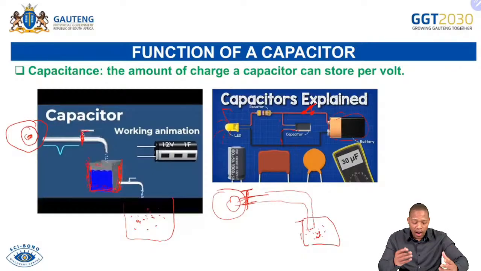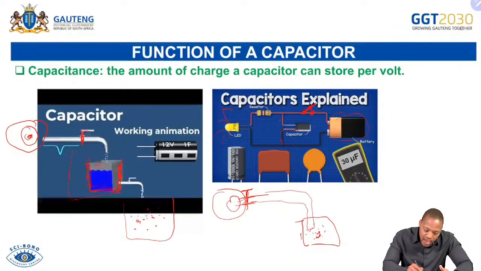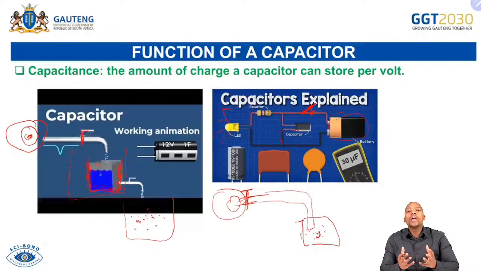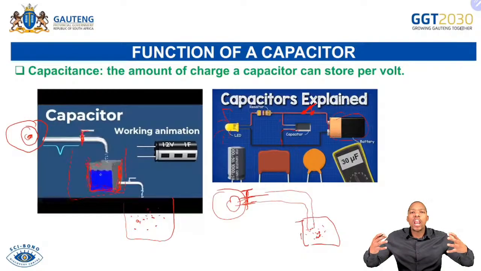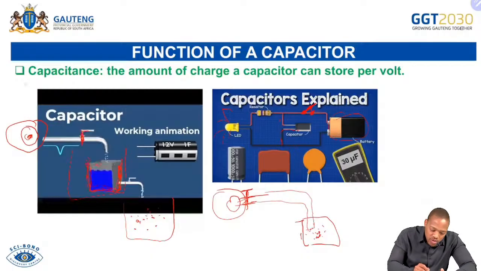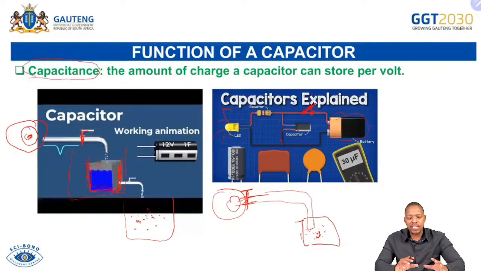But if the government decides to use a bigger tank, a tank that is double the size of this one, or even triple the size, then that tank will be able to carry a large amount of water. Now what am I talking about here? I want to take you to capacitance. Capacitance is the amount of charge a capacitor can store per volt.